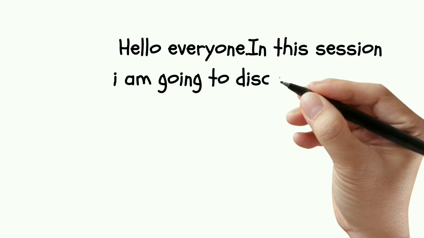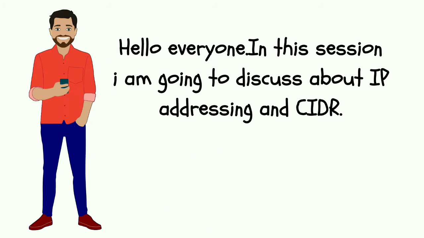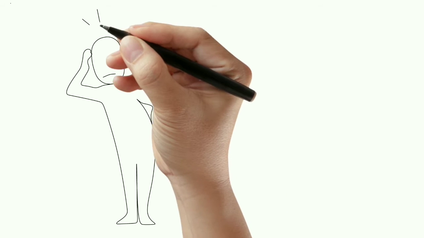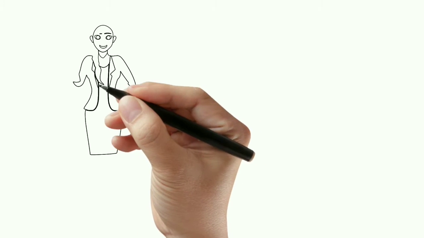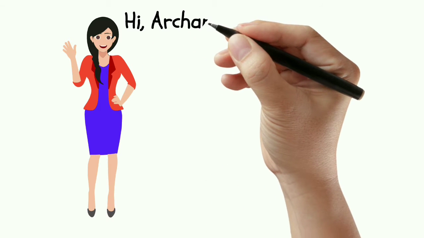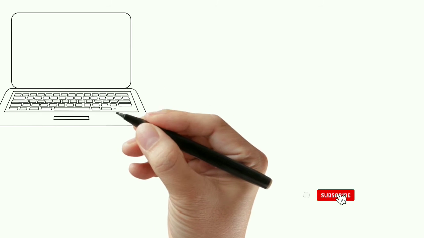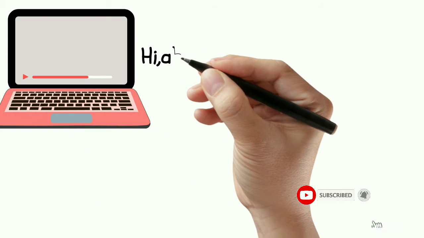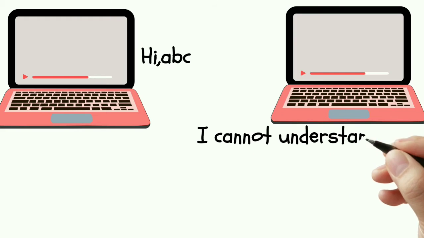Hello everyone. In this session, I will be discussing IP addressing and CIDR. Why do we need IP addressing? There are two persons. They can communicate among themselves as they are able to identify each other with their names. But in the case of computers, as shown, they will not be able to communicate with names as they understand only zeros and ones.